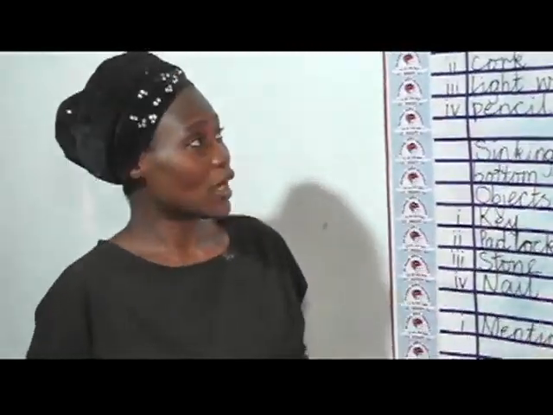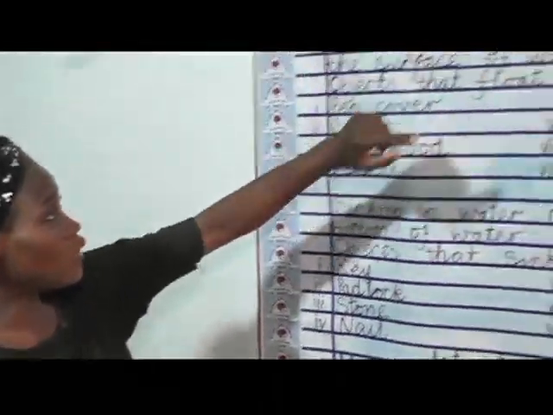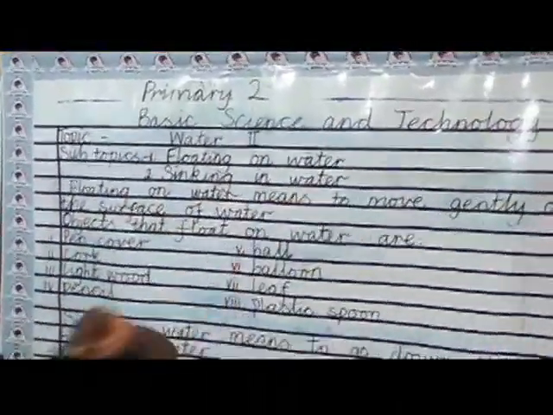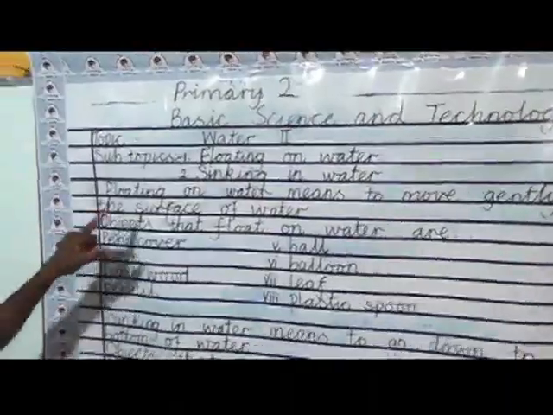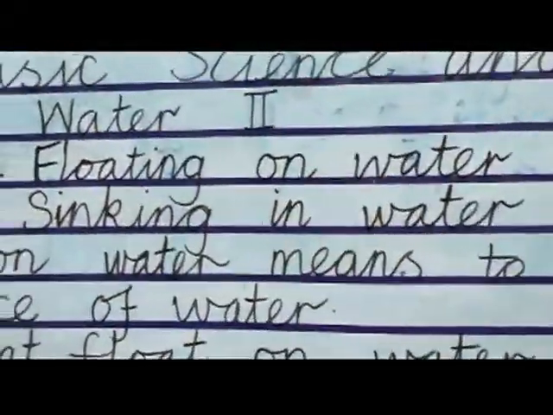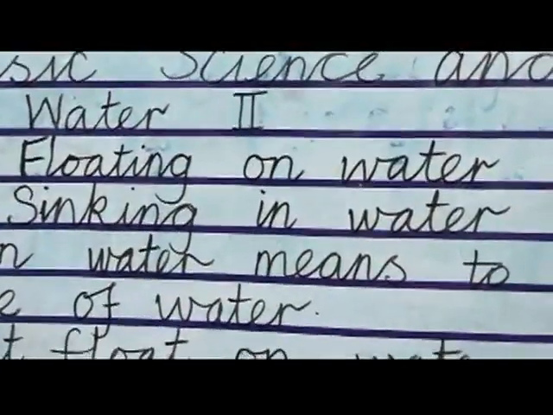We also treated sources of water, that is where we get water from. We get water from the rain, from well, from stream, from river, from borehole, and so on. Thank you. And now we are going to be treating floating on water and sinking in water. That is the topic for today. We treat floating on water first, later we'll take sinking in water.